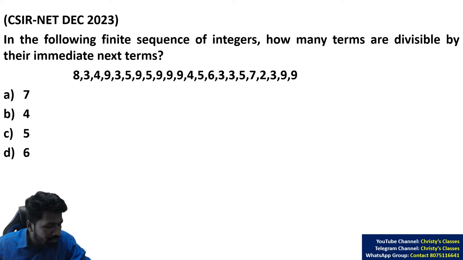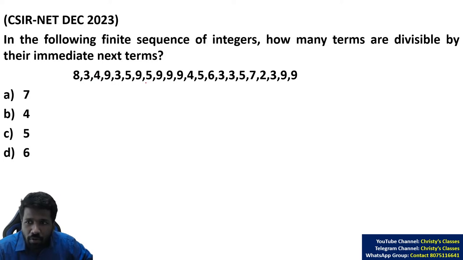Most of you got an answer. Very simple question, na? In the following finite sequence of integers, how many terms are divisible by their immediate next terms? What is divisible? Basically, that you should know. That is the only number system aspect in this. Otherwise, it is a reasoning question. So, we can say kind of a hybrid question.